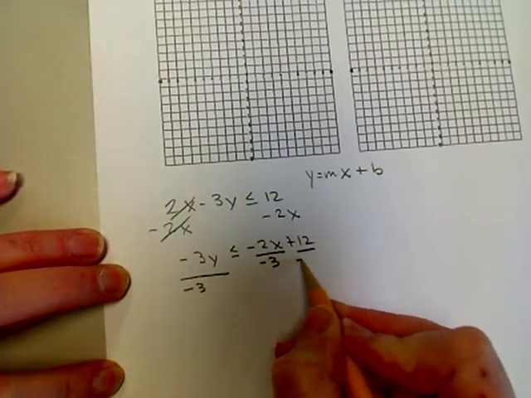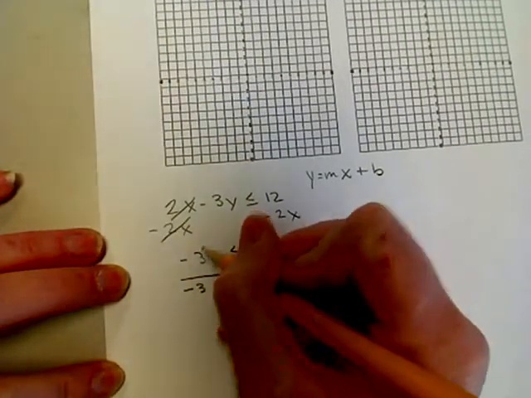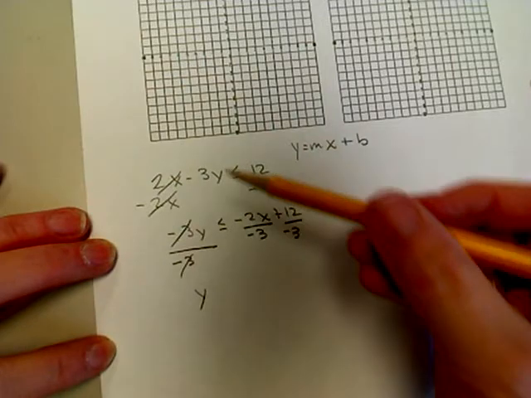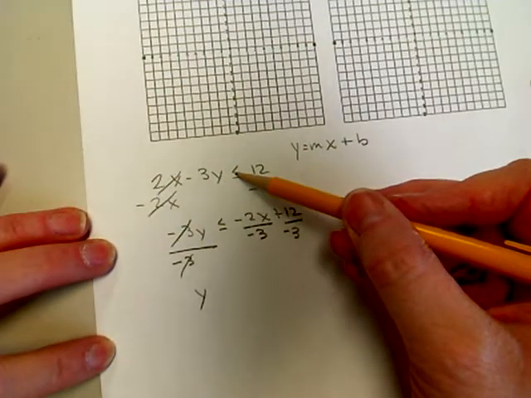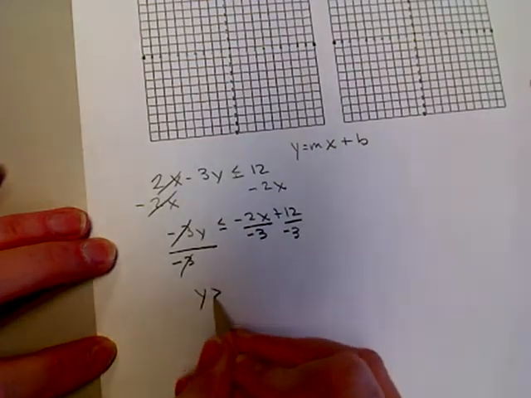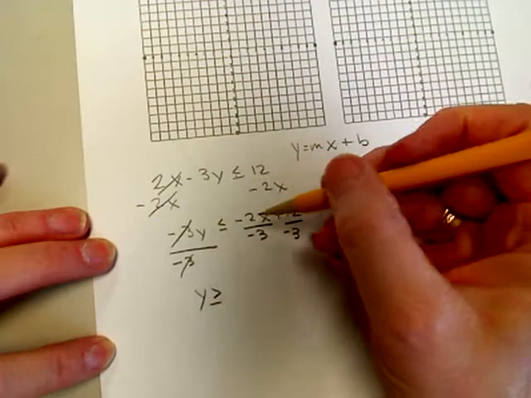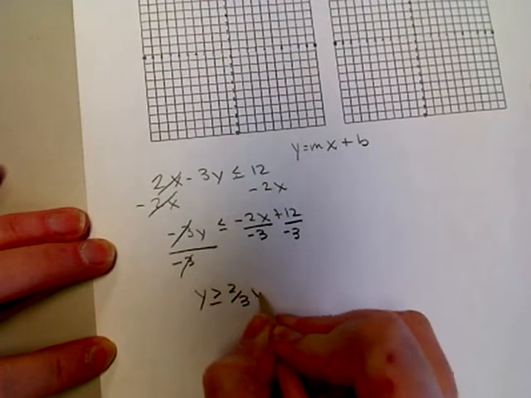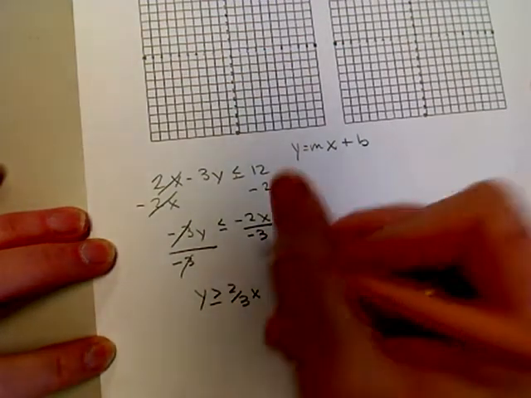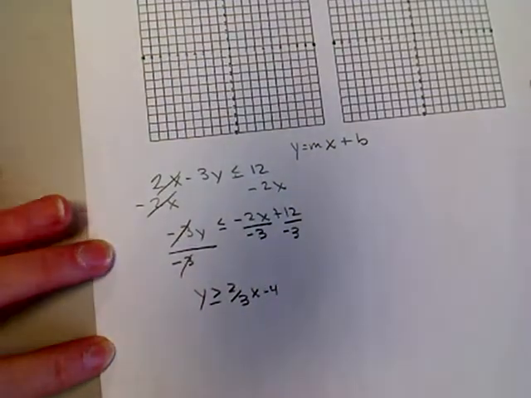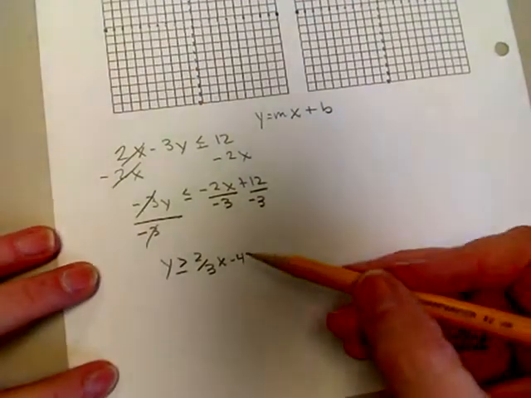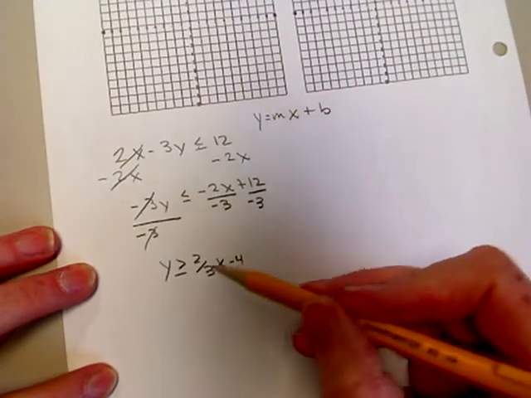And I need to divide all terms by negative 3. So these cancel, and that leaves me just the y. Whenever we divide an inequality by a negative number, you have to change the direction of the inequality symbol. So I'm going to flip this and make it go the other way. And then negative 2 divided by negative 3 is just 2/3 x. And then minus 4. So now I've got an equation in slope and y-intercept form, where this is where we cross the y-axis, and this is our slope.